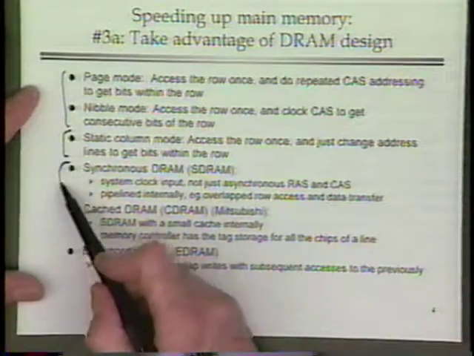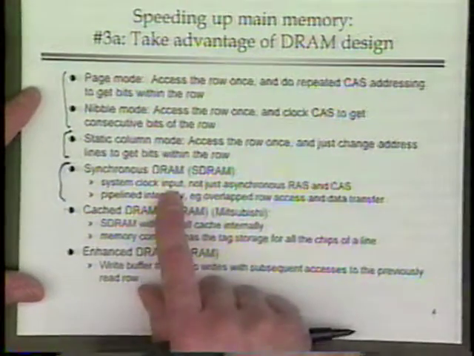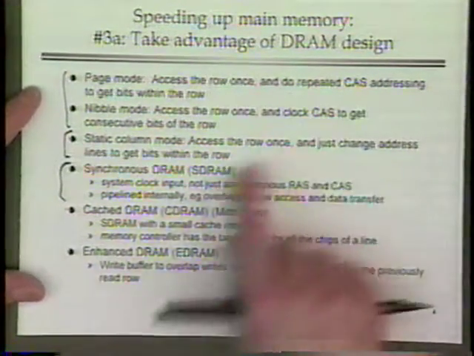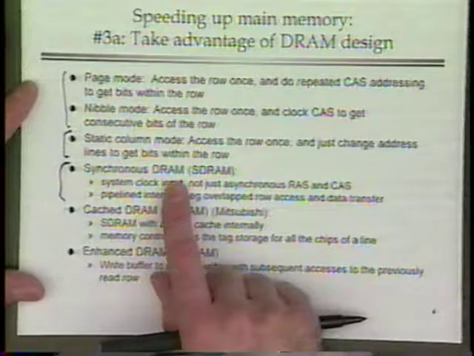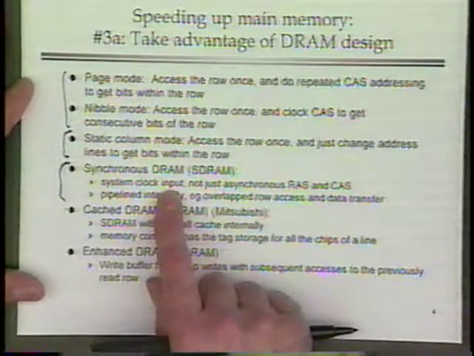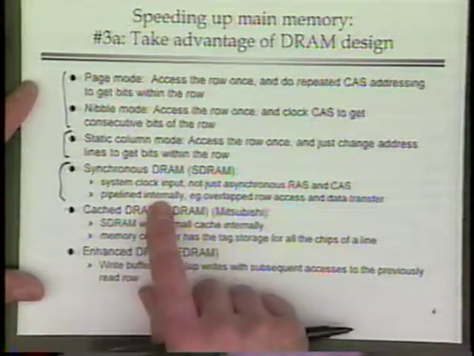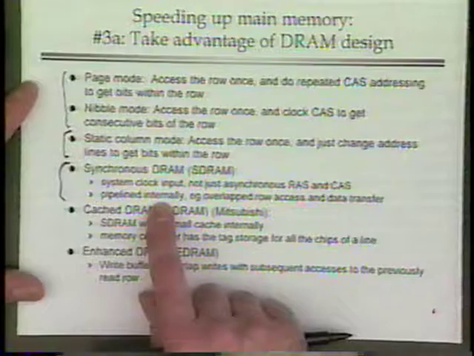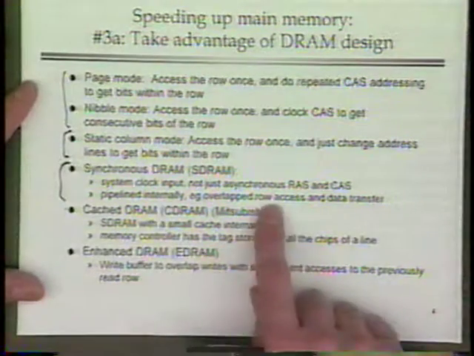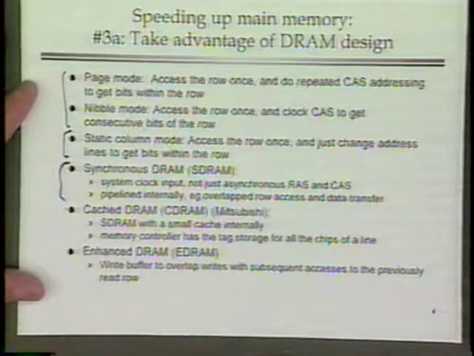Another kind of memory that people are designing these days are synchronous RAMs, which in addition to, or instead of having column address select and row address select strobes, are synchronous in the sense that they have a free-running clock into them, which allows them to be internally pipelined, much the way CPUs are pipelined. So you can get overlap between the next row access and the data transfer of the previous row access.